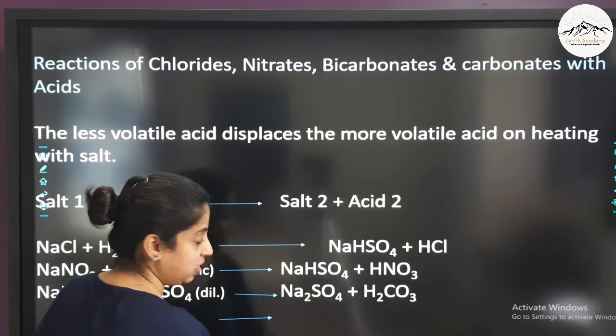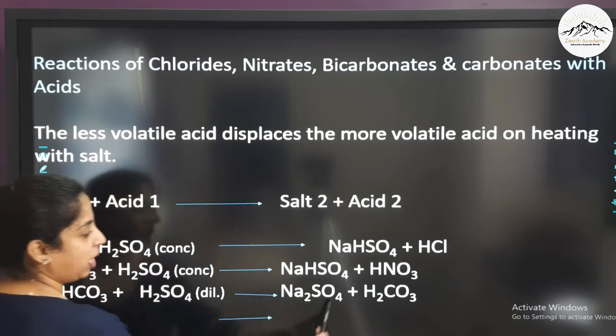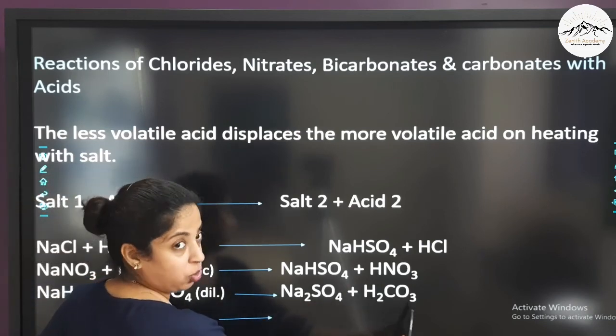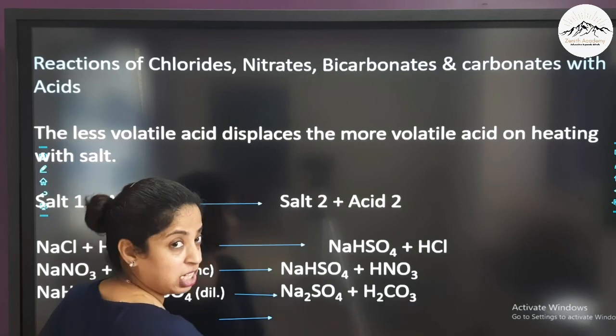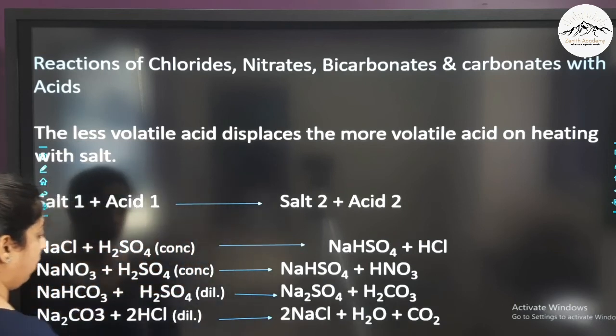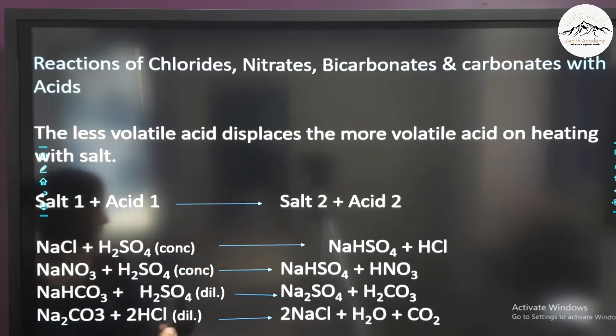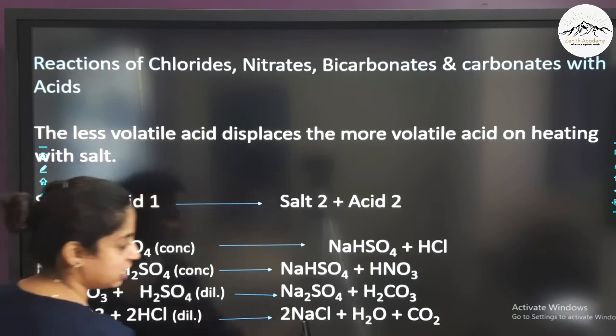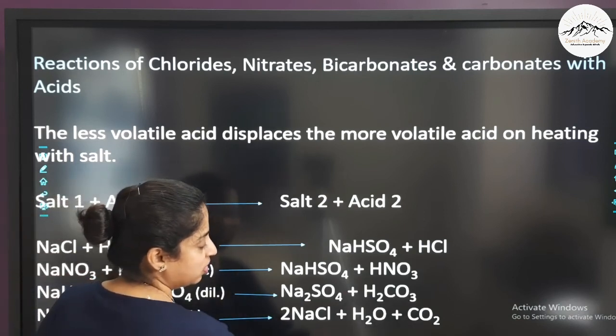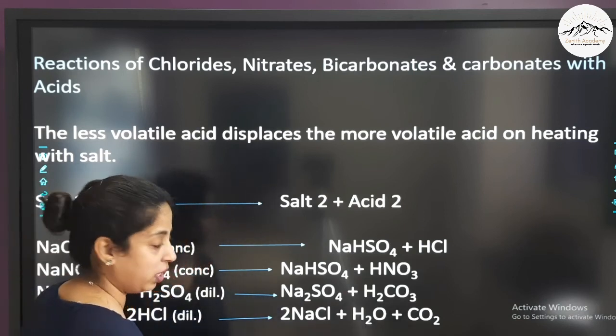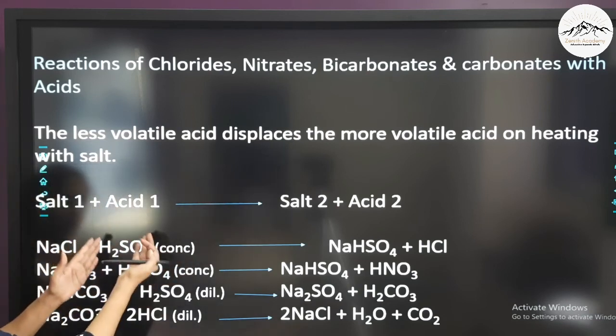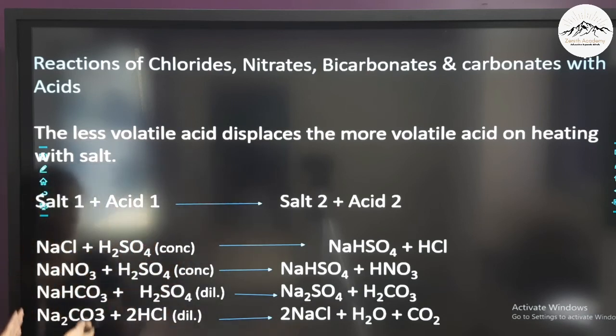So here, if you see this reaction, actually it is forming Na2SO4, water and CO2, which combines readily to give H2CO3. Now taking another acid, that is dilute HCl. When dilute HCl reacts with Na2CO3, it forms NaCl, water and CO2, and this water and CO2 again form carbonic acid. So this is how an acid reacts with any salt and displaces the acid from this salt.